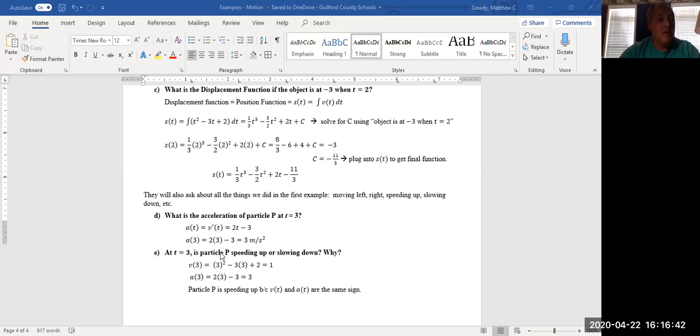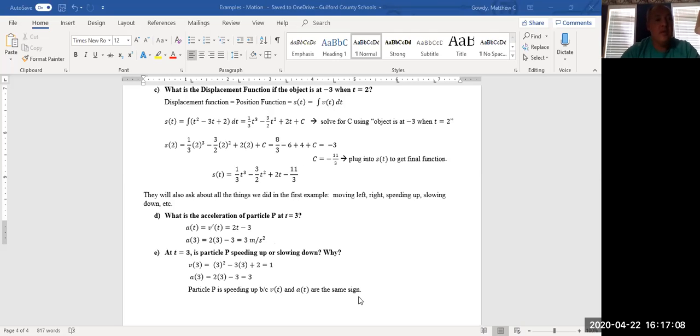And then at t is 3, is the particle speeding up or slowing down? Well, remember, that's the comparison between velocity and acceleration. So I need to plug 3 into velocity. I mean, velocity was 1. I plug 3 into acceleration. Acceleration is 3. They're both positive. So that means the particle is speeding up because velocity and acceleration are the same sign.